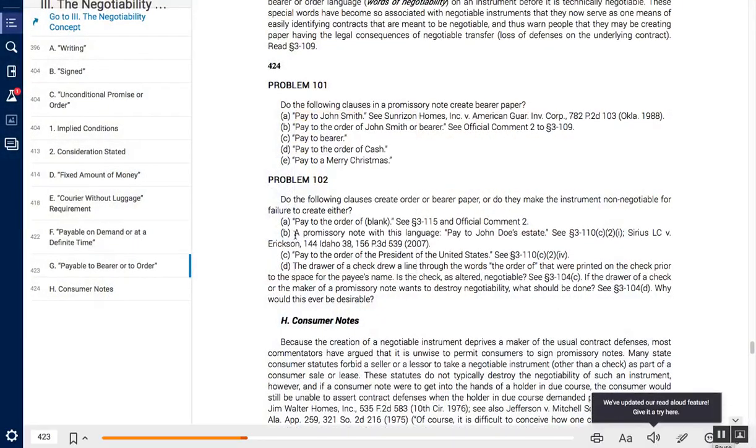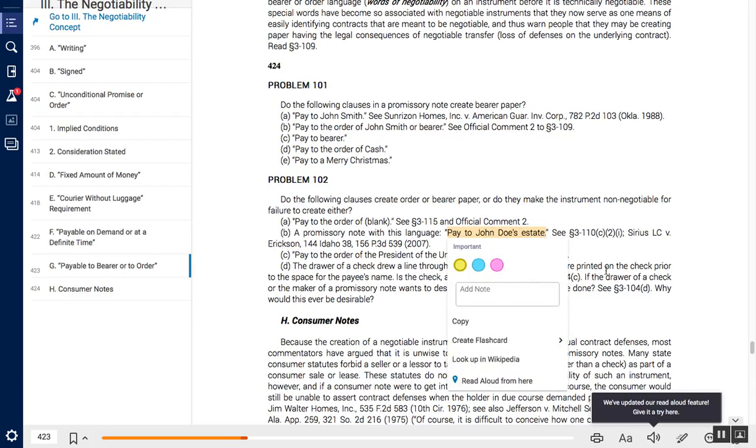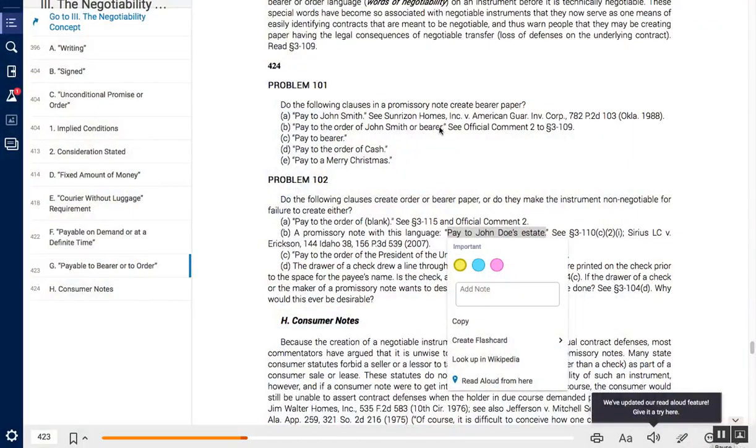Okay. Promissory note with the language "pay to John Doe's estate." That's fine, but again, it doesn't have the order language. You need to have payment to the estate or order. So you either have to have bearer language or order language. You could have bearer language, you can have order language, or you can have neither, which is what we have here in these first two parts of the problem. Just a promise to pay an entity, but it has no order language and it has no bearer language.